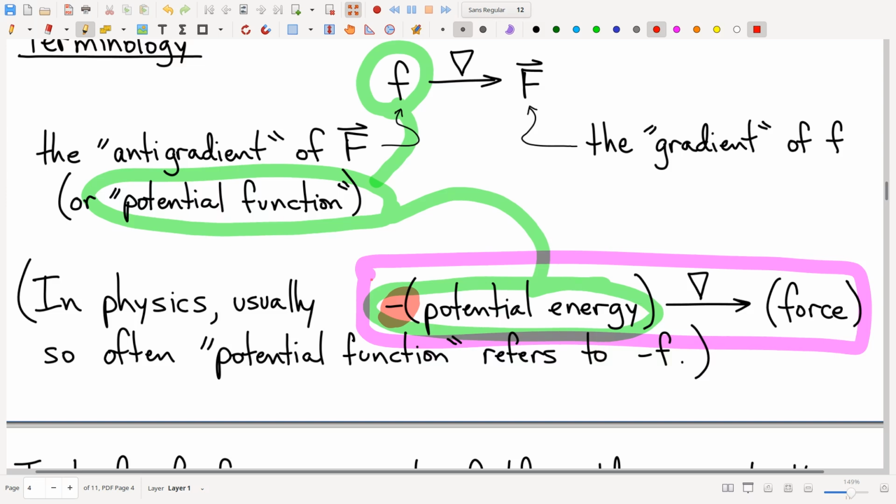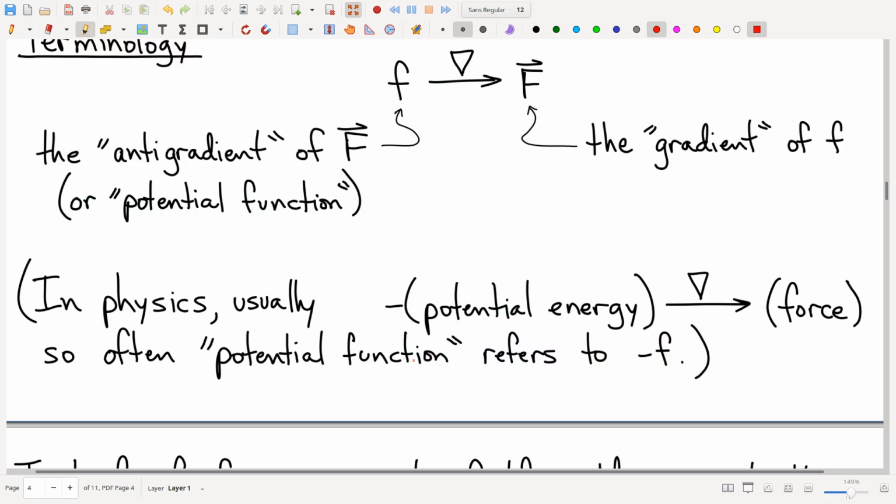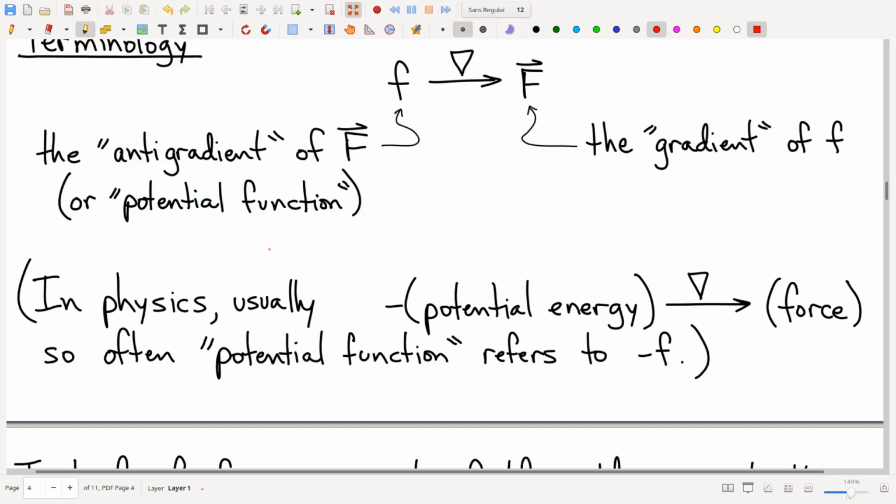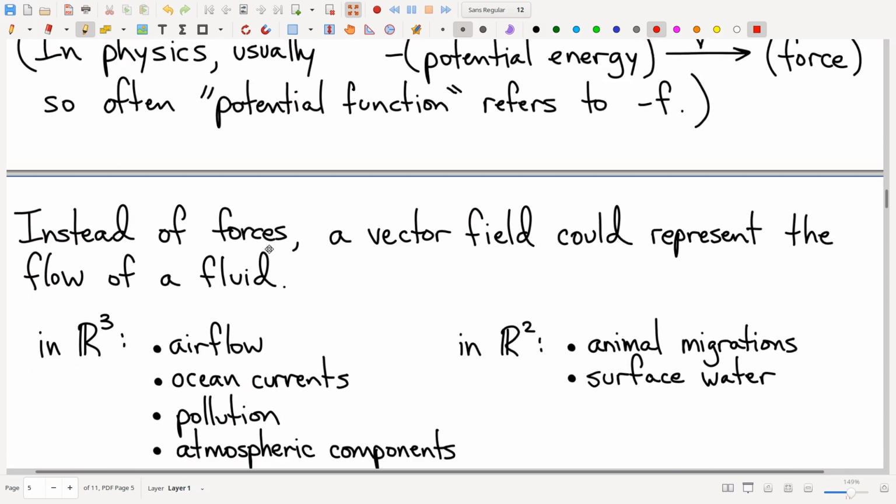So anyway, again, terminology is not up to me. You're going to hear me say antigradient. You're going to hear outside of this class people say potential function. Okay, how are we doing on this? Any questions? Is everybody happy? Okay. All righty, moving along.